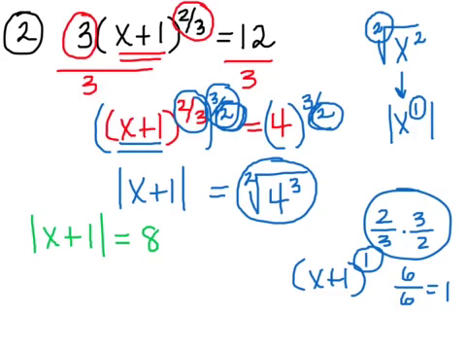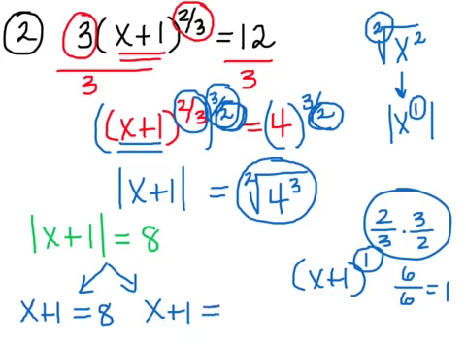Now, when we have absolute value, you may remember that you split that into two separate equations. One equation is going to have no absolute value, and it's going to equal whatever's on the right side, which is 8. The other one is going to have no absolute value symbols, but you're going to write equals -8. And then you basically solve both of those separately, and you get two different answers.